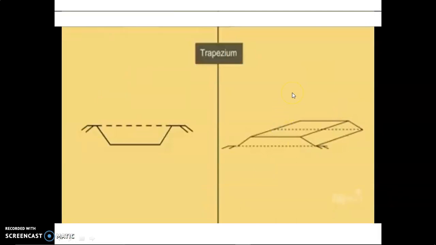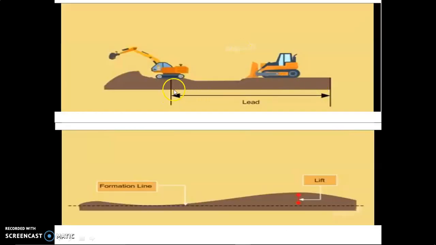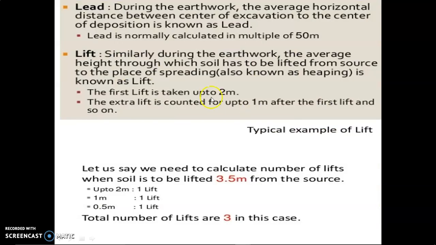And we know that the shape of the road is trapezoidal. Means our road is generally constructed in the shape of a trapezium. During the earthwork, the average horizontal distance between the center of excavation and the center of deposition is known as lead. Means this center to center distance is known as lead, and lead is normally calculated in multiples of 50 meter.